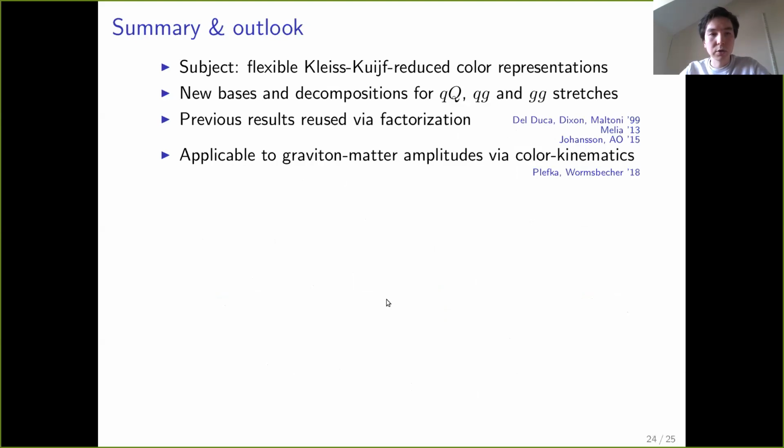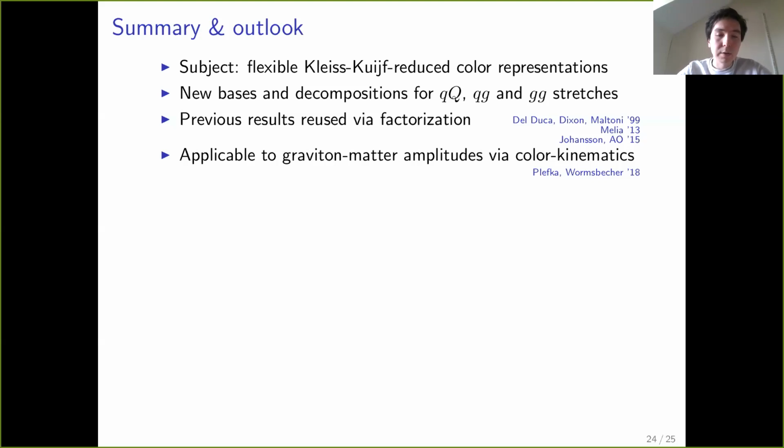To summarize, I think I'm well on time. The tree-level story is that now we have fully flexible classical reduced color representations. You can now not only stretch by 2 quarks of the same flavor, but also different flavors, or a quark and a gluon, or 2 gluons in the presence of other quarks.